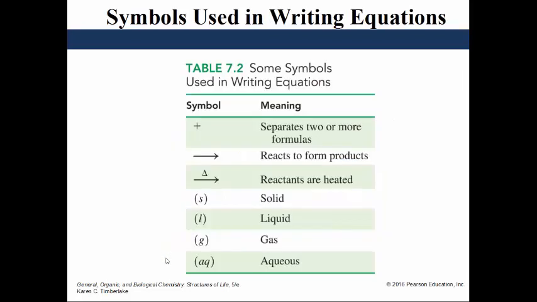And there's a good summary of all these symbols that you would see with any chemical equation. Plus, separating two or more reactants, two or more products on the equation. The yield or the arrow sign. The arrow with the triangle or the delta symbol shows that reactants are heated to give you the products. And solid, liquid, gas, aqueous.